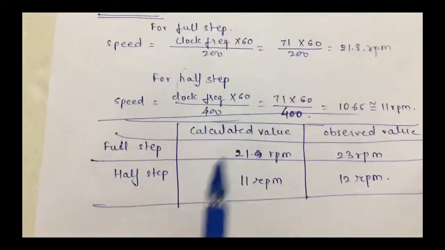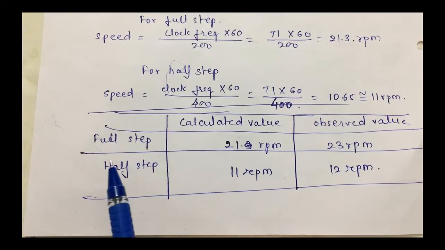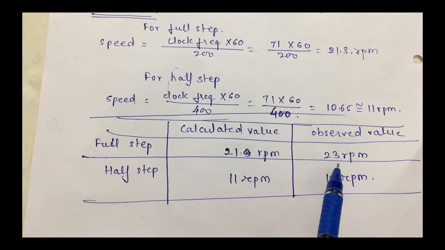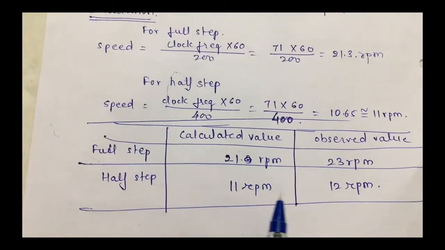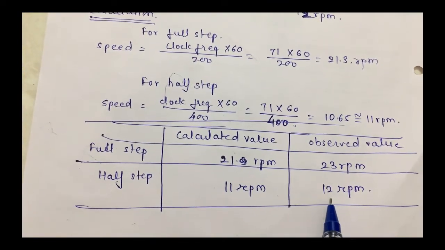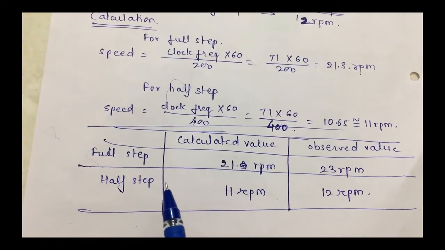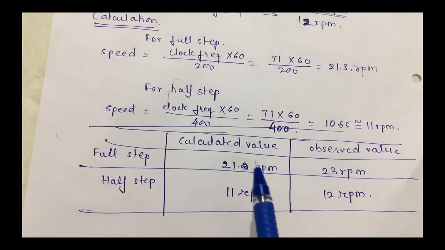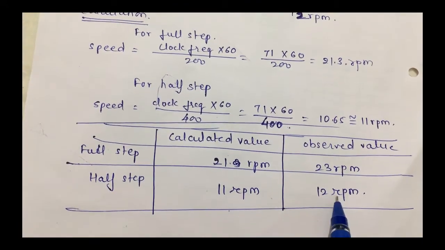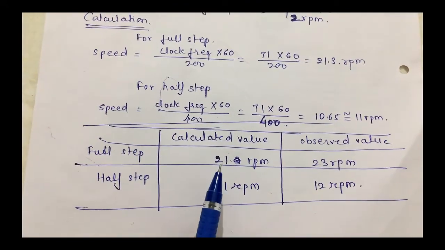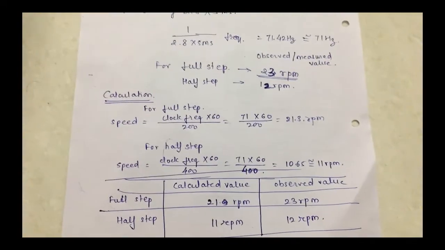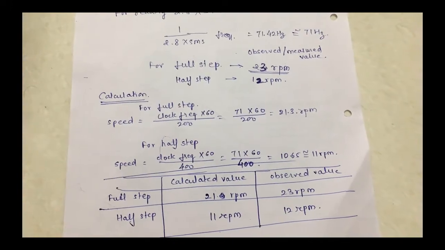So I have made the observation table. Full step mode of operation, calculated value is 21 RPM, observed value is 23 RPM. Half step mode of operation, calculated value is 11 RPM and observed value of speed is 12 RPM. So this is the table for the speed. One is the observed value and another is the calculated value. You can see both the values are nearly the same. So here we can verify the speeds, and in this way we have studied the half step mode of operation and full step mode of operation in this stepper motor experiment.